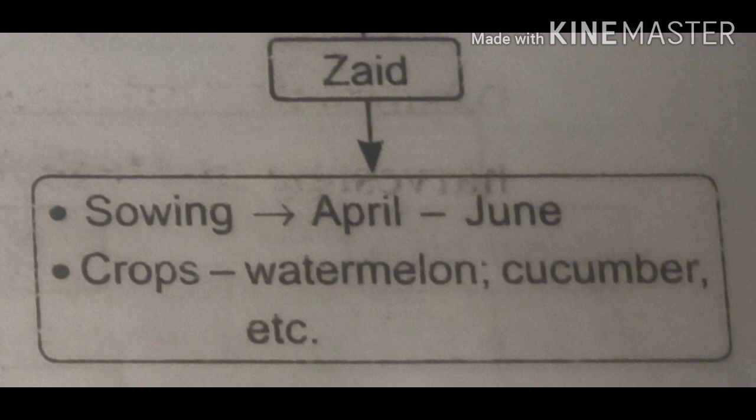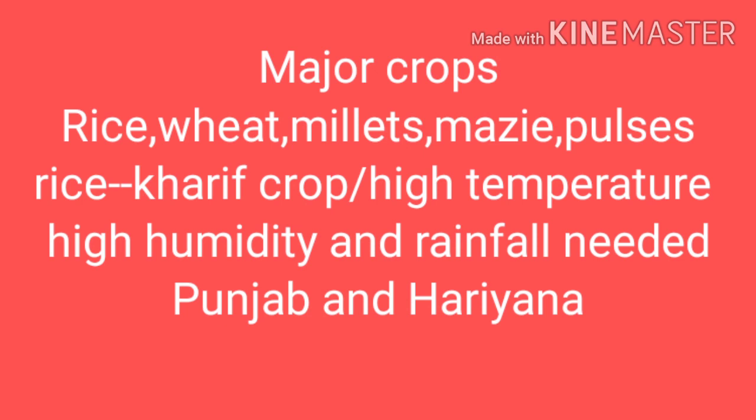Fodder crops are the crops which are used to feed animals. A variety of food and non-food crops are grown in our country depending upon the variations in soil, climate and cultivation practices. The major crops grown in our country are rice, wheat, millets, maize and pulses.